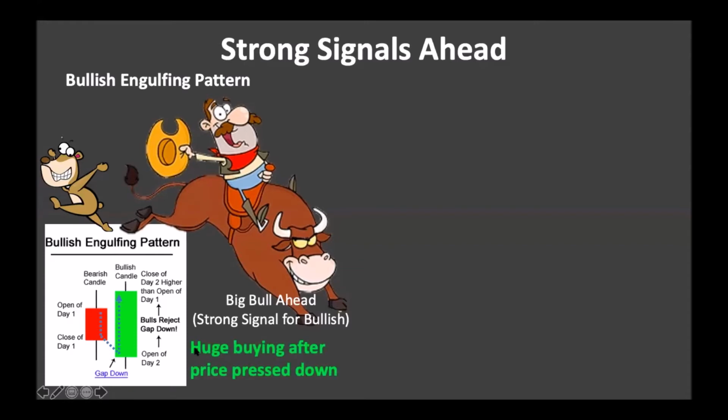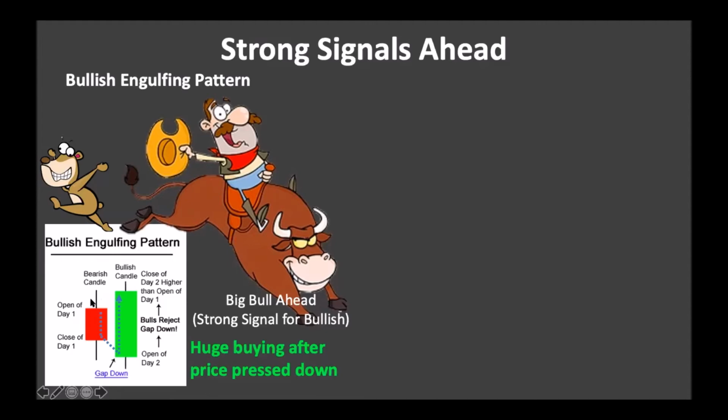This normally happens when there's huge buying after the price has been pressed down for some time. Okay, it's a very strong signal. This is the signal you need to remember. The name, bullish engulfing pattern, all these fancy names, you may not need to remember. You only need to know them when you need to communicate with another analyst and see this. Or else we don't really need it.